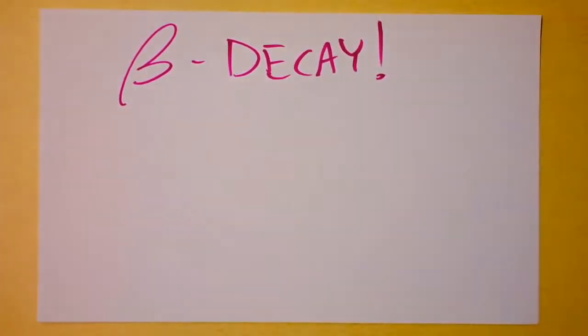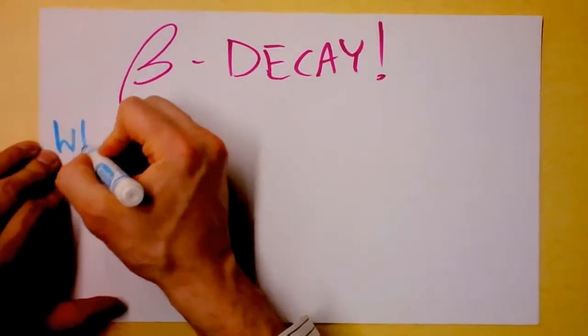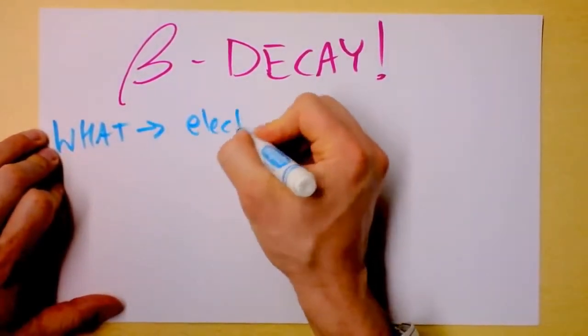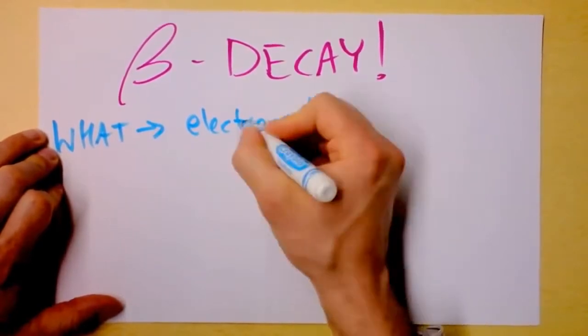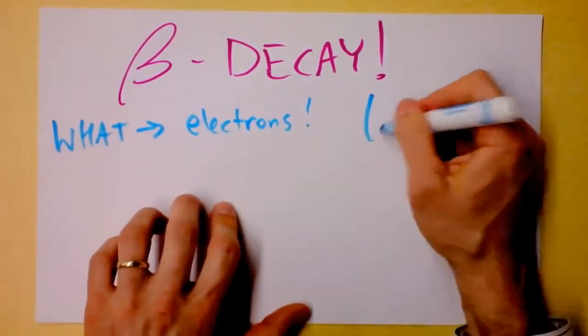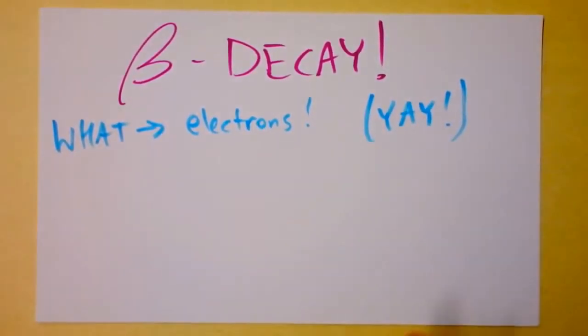And on to beta decay. We're gonna do these alphabetically, as the Greeks did. So the question is, what is beta decay? It turns out that beta decay is electrons flying out of your nucleus. What? What are electrons doing in my nucleus? Let's first celebrate. Yay, electrons are really fun.